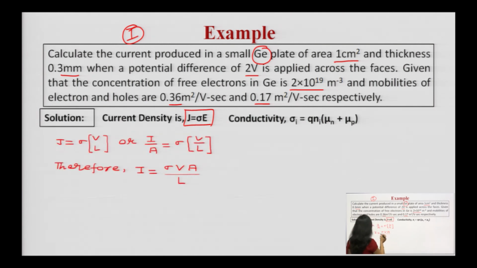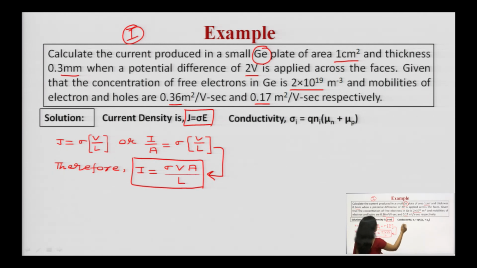At the same time, we have discussed that the current density J is sigma into E, where E is V upon L. From here you can write J is nothing but I upon A, and the right-hand side term is the same, sigma into V upon L. So, from here you can rearrange what is I. I is nothing but sigma into V into A upon L. Now, you just have to substitute all the values which have been given here and you will be able to calculate the value of I.